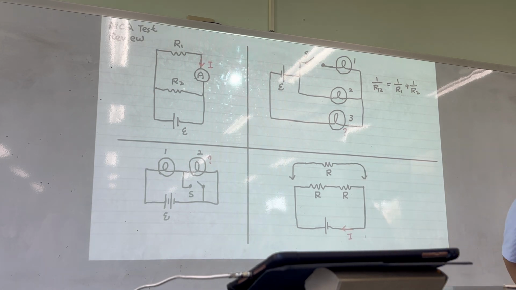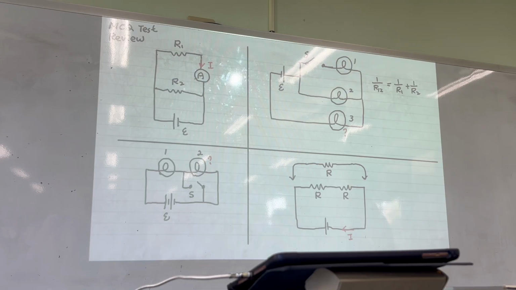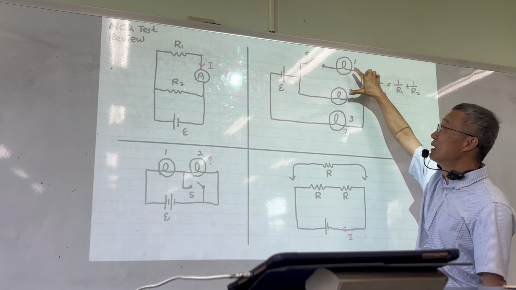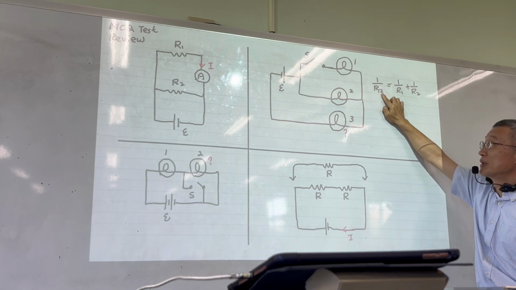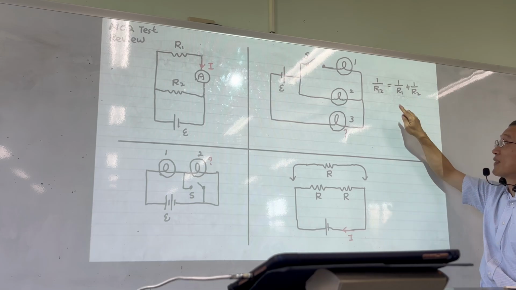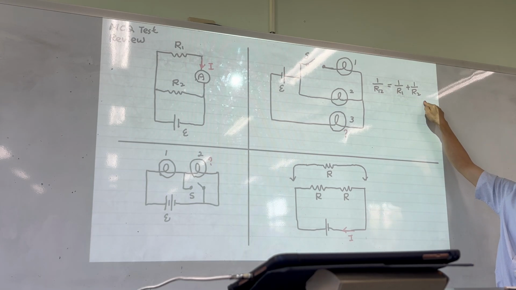brighter. Make sense to you? Okay? Let me explain it again. Actually, when the switch is closed, the two light bulbs are connected in parallel, right? So the equivalent resistance will follow these equations. And we know in math, R12 will be less than both R1 and R2, right?